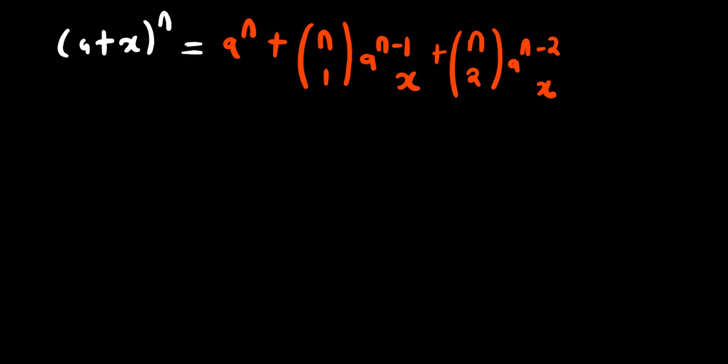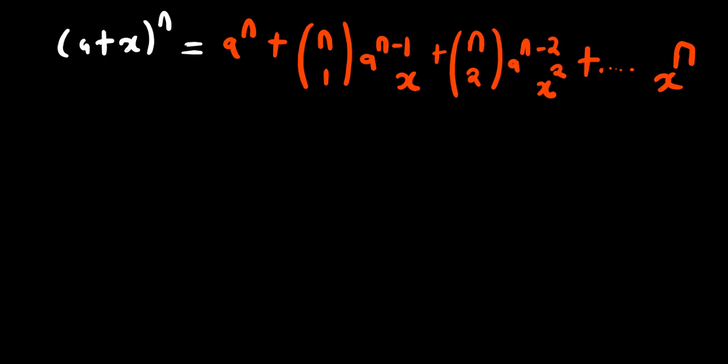Now the power of x is going to increase, so it will be x squared, plus it goes on until you reach the last one. The last one is supposed to be x to the power n. So that is the binomial theorem.